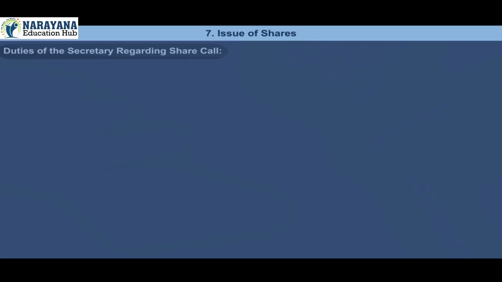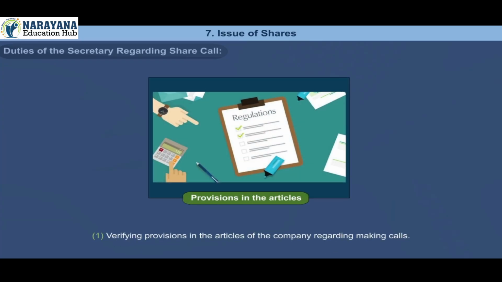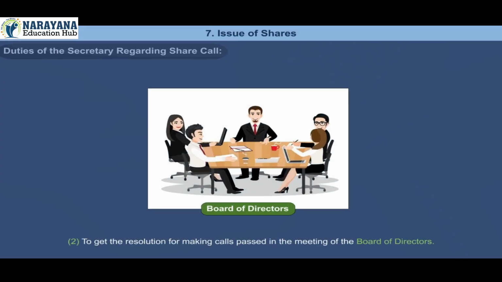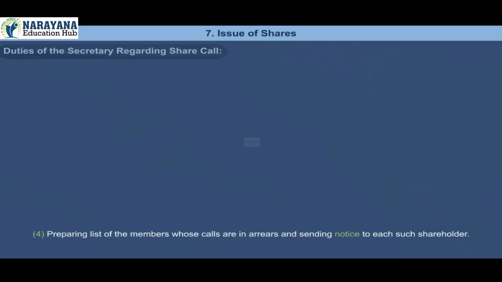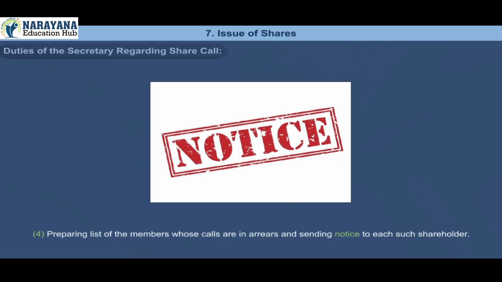Duties of the Secretary regarding share call. 1. Verifying provisions in the articles of the company regarding making calls. 2. To get the resolution for making calls passed in the meeting of the Board of Directors. 3. Issuing notice in newspapers 7 days before closure of register of members and register of share transfer before making calls. 4. Preparing list of the members whose calls are in arrears and sending notice to each such shareholder.